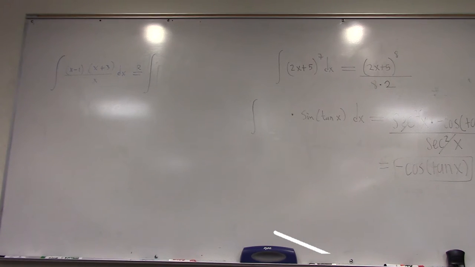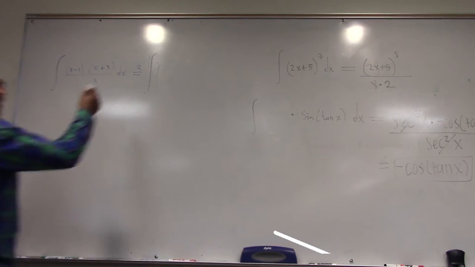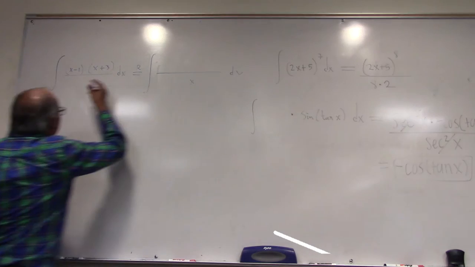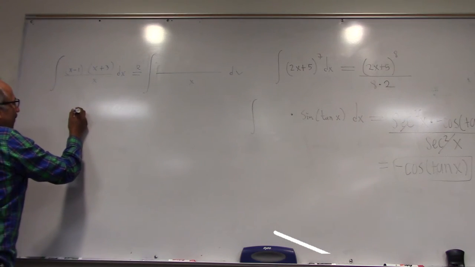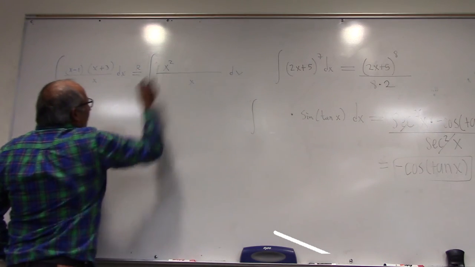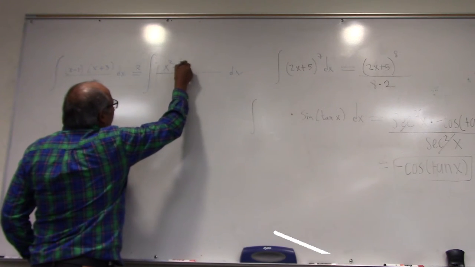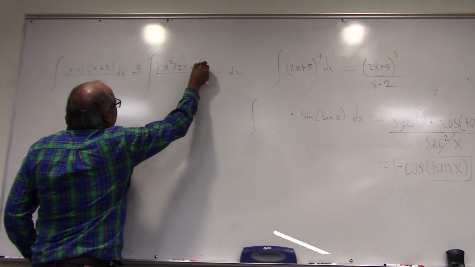Maybe I expand out? Yes. Okay, let's expand out. So do I have a line underneath, guys? X, dx, what is it? How do I expand out? X squared. Plus two X. Minus three.